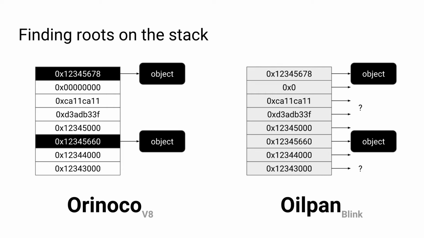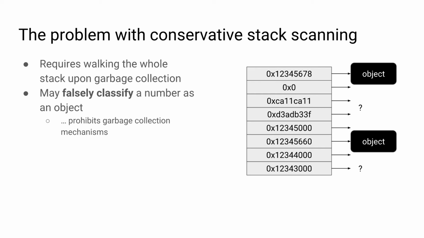I want to talk about the disadvantages of conservative stack scanning, which are mainly that it's a requirement to walk this whole stack. It may also falsely classify doubles or other numbers as pointers. From a performance perspective, this is far from ideal because you have to scan the whole thing. And also it prohibits certain garbage collection optimizations where you optimize certain things away.